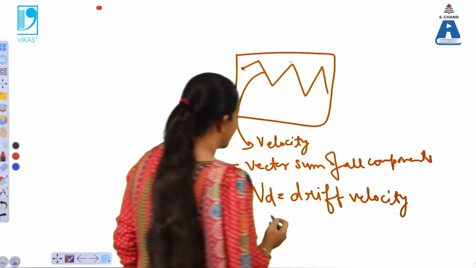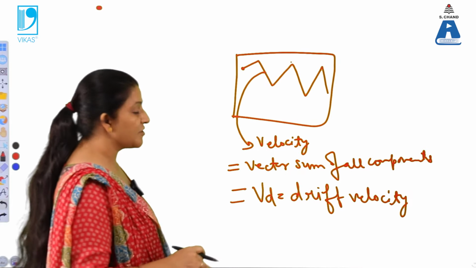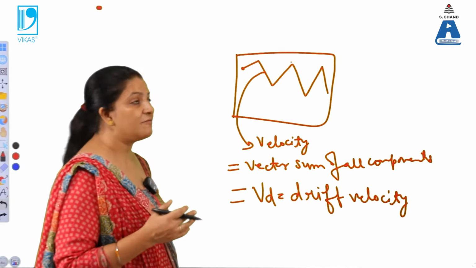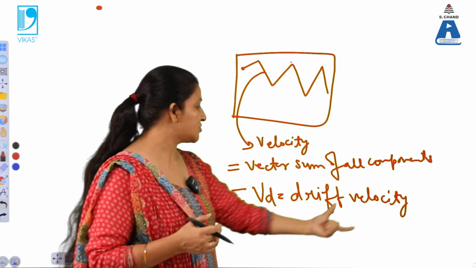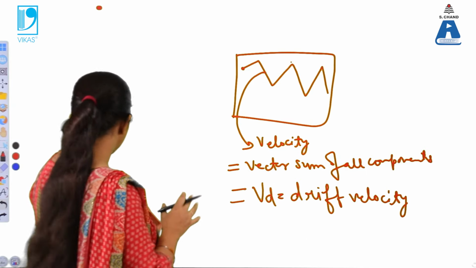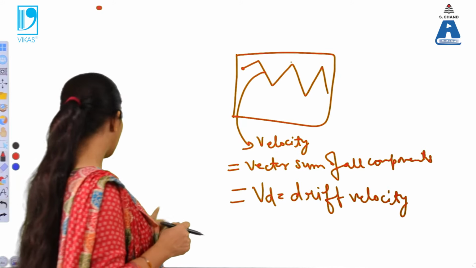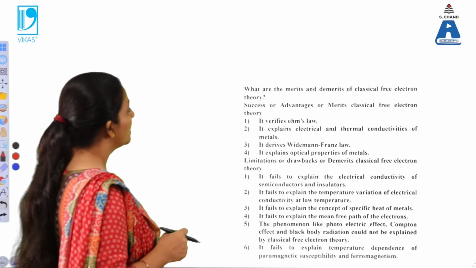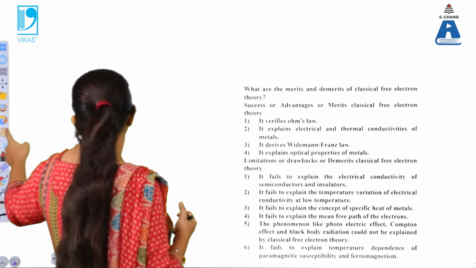So drift velocity is known as the final velocity of the electron after suffering multiple reflections, when it moves from one end to the other end. So this velocity is known as the drift velocity. These are the basic assumptions which are considered in order to explain the motion of the particle inside solids. Then there are some merits and demerits of the classical free electron theory also.